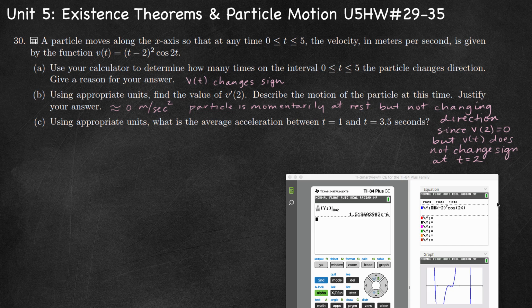And part C, using appropriate units, what is the average acceleration between t equals 1 and t equals 3.5 seconds? So average acceleration is the change in velocity, v of 3.5 minus v of 1, over the change in time, 3.5 minus 1.